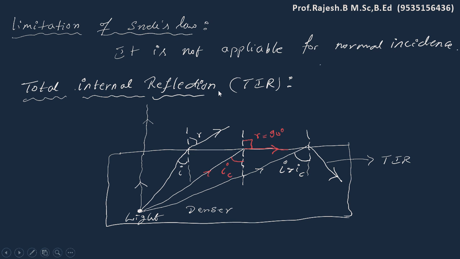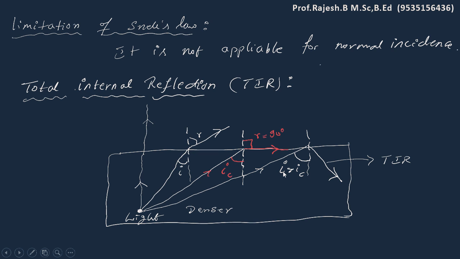Next concept, total internal reflection. Here light must travel from denser to rarer medium. The light source must be in the denser medium. At a particular angle, the angle of refraction becomes 90 degrees and the refracted ray goes grazing over the surface. It is written here in red mark. This angle of incidence is called the critical angle.